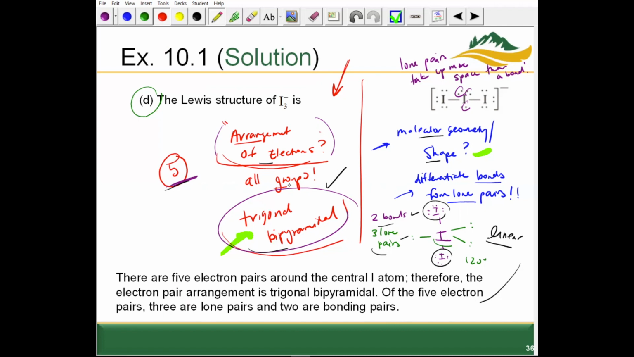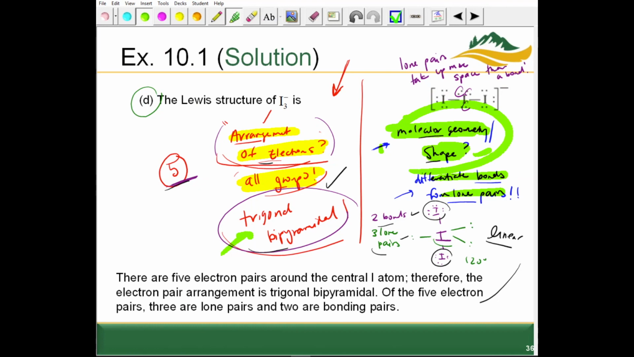Lone pairs, single bonds, double bonds, triple bonds, all groups are considered under the arrangement of electrons. So if we're thinking about just the arrangement of electrons, we will think about all the groups. When we're thinking about the molecular geometry or the specific shape, then we start to consider, are those groups lone pairs? Are they single bonds? Are they double bonds? Are they triple bonds? So bonds are now differentiated from lone pairs when we're starting to talk about the actual 3D shape and molecular geometry is the wording here.